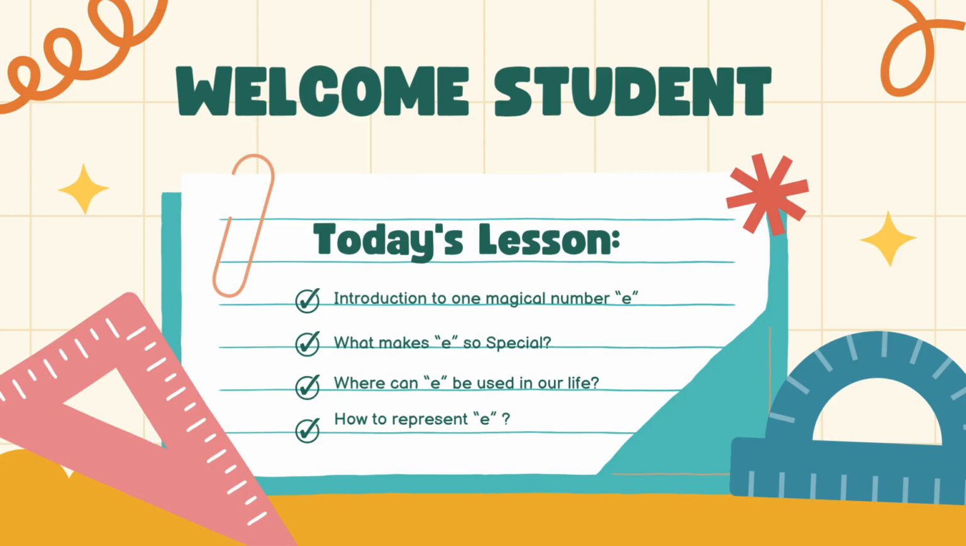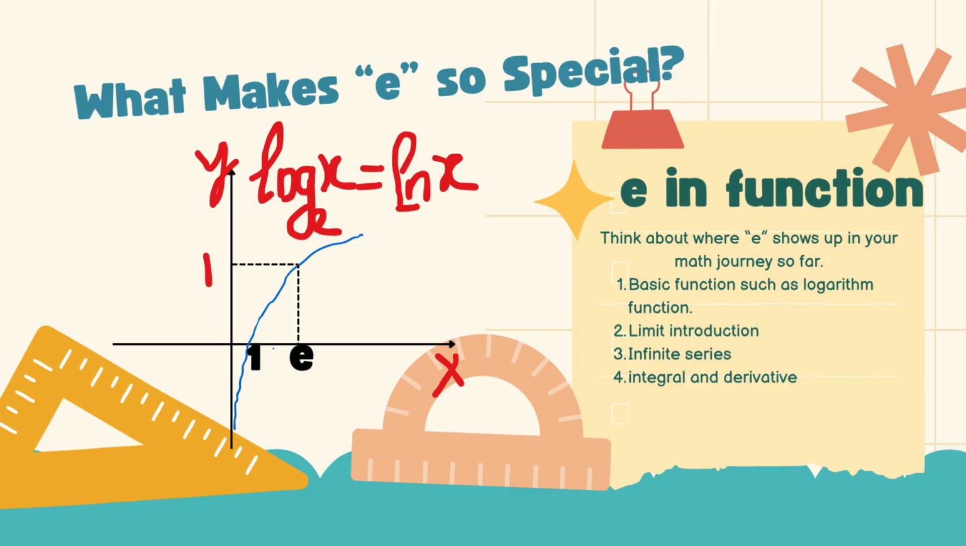Let's start. E shows up over and over in mathematics: in algebra, in calculus limits, in derivatives and integrals. In algebra, e is the base number of the natural logarithm function y equals ln x. Its inverse function is the natural exponential function, making them perfectly paired in equations.